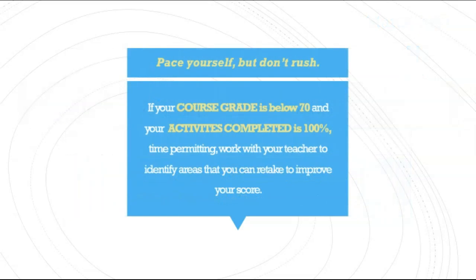Pace yourself, but don't rush. If your course grade is below a 70 and your activities completed is 100%, time permitting, you can work with your teacher to identify.